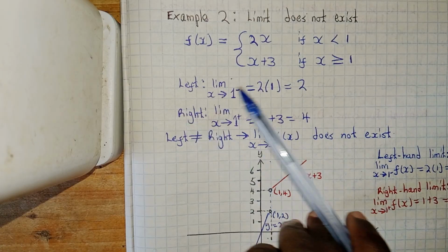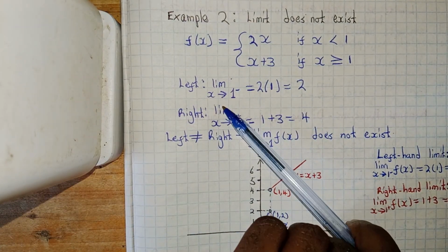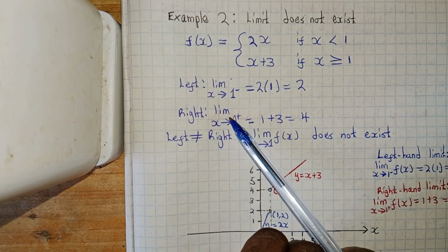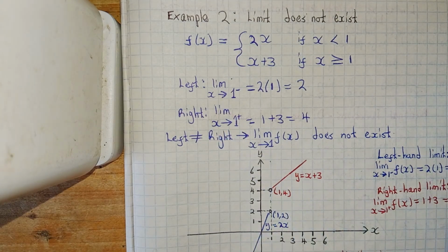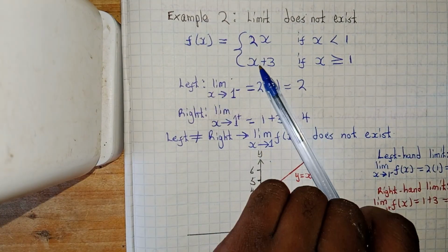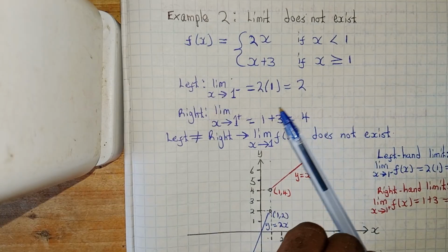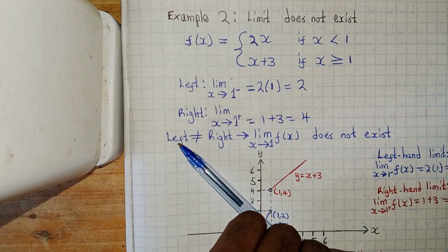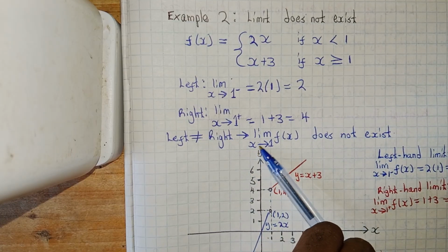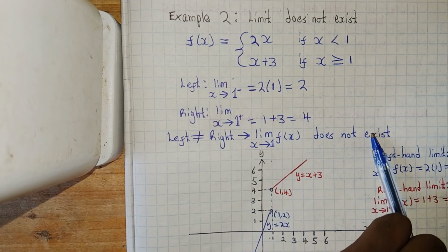First I will substitute 1 where there is x, so it will be 2 times 1, which is equal to 2. The right hand limit will be done the same way as the left hand limit: x plus 3, where there is x we substitute 1, so it is 1 plus 3, which is equal to 4. In our case, the left hand limit and the right hand limit are not equal. Therefore, the limit of the function f of x as x approaches 1 does not exist.